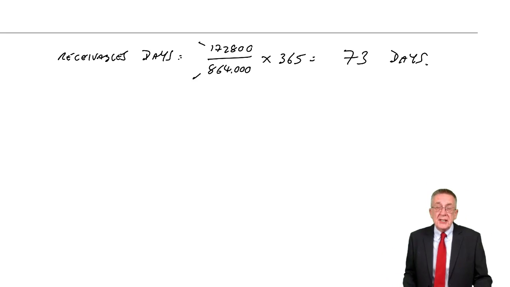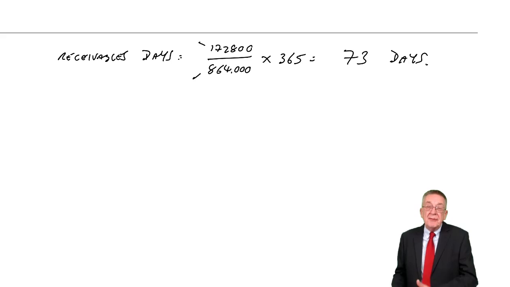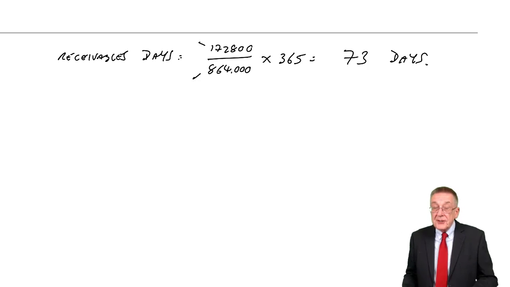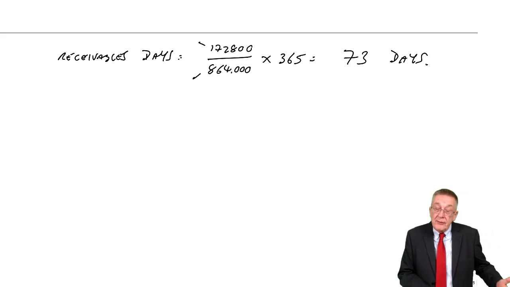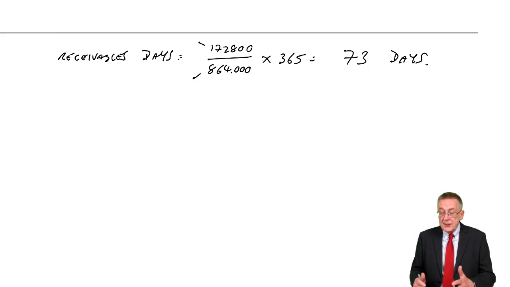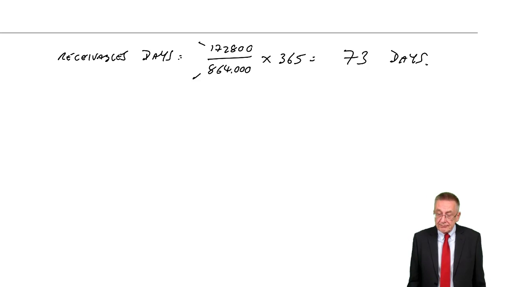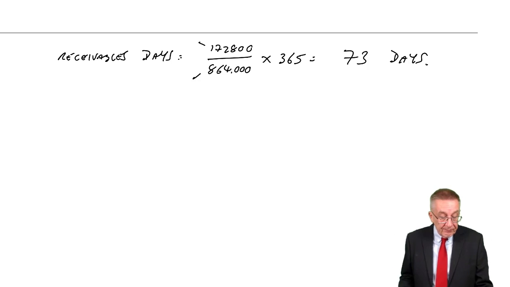But it can be rather dangerous. It could be that we've just made a lot of sales just before the year end, and so receivables are unusually high. Or conversely, they could be unusually low. So it's always dangerous using these sorts of ratios. But I say, make the best use, with common sense, of what you're given in the exam.